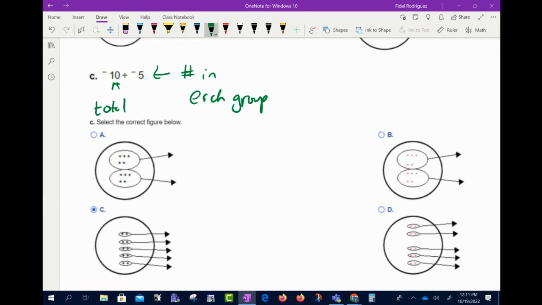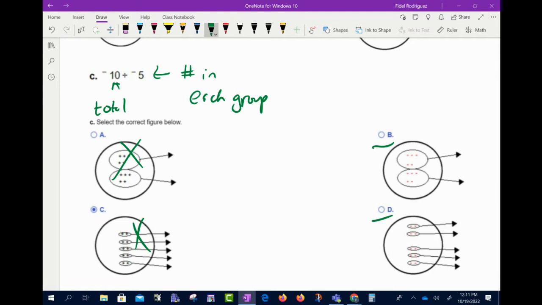So the one that has -10 and the number in each group. So let's take a look here, y'all. I'm going to look at my choices A, B, C, and D, and I want to see which one has a total of -10s. Well, if I look at B and I look at D, those have the negative signs, okay? So I know it's not going to be A and it's not going to be C.